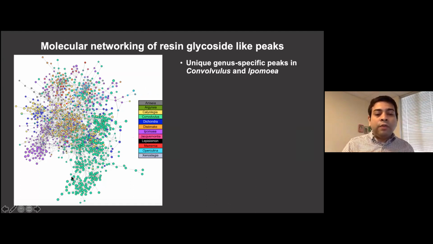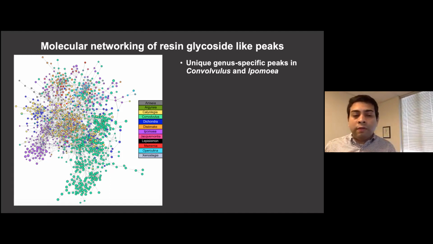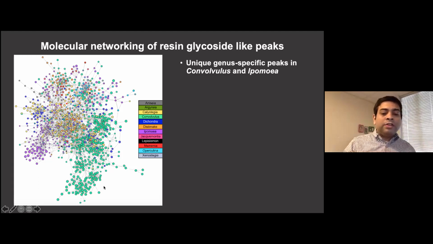And we see here that Convolvulus and Ipomoea produce many resin glycosides that are unique to those genera and do not exist anywhere else. But there are many resin glycosides which are very similar, and even though they are produced in individual species, like this yellow dot right in the center would be produced by Calystegia, it is structurally very similar to other resin glycosides produced in other species too. This particular region is sort of a common substructure that exists in all of the Convolvulaceae. The unique resin glycosides produced here too.